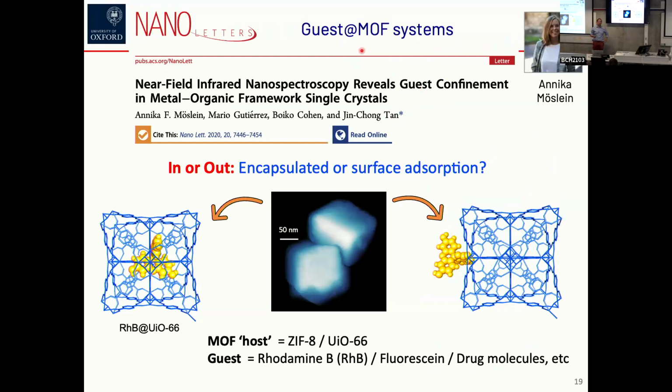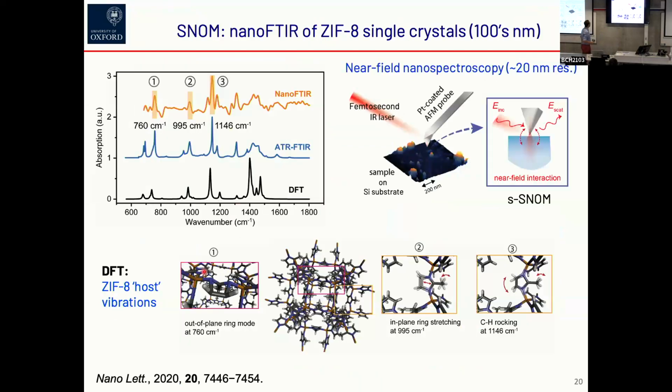look at gas@morph systems. So various gases could be encapsulated. This could be luminescent gas like rhodamine, fluorescein, or drug molecules if you like. But one of the questions is whether it's in or out. When we were doing this, we were at the Brexit stage, so we thought that was really relevant, but it's also relevant for gas@morph systems. And indeed it is. So to try to probe whether your molecule is actually immobilized on the surface or is actually inside. So it depends on the application, both could be useful.